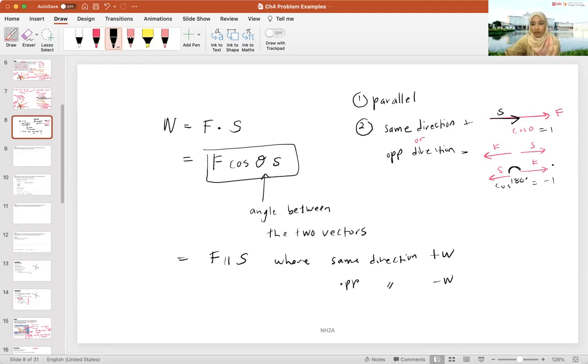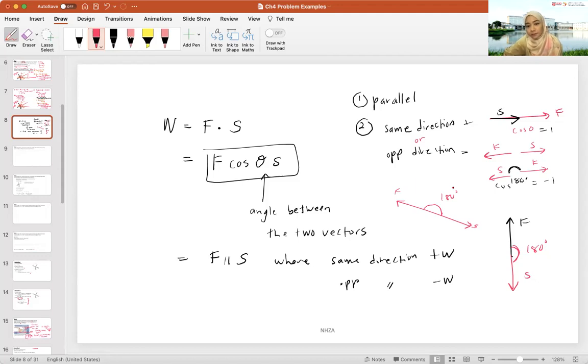Okay. S dengan F terbalik 180 degrees. S dengan F sama direction 0 degrees. What if F is this way and S is this way? Angle 180 degrees. Tak kisah arah macam mana pun, asalkan terbalik 180 degrees. Macam ni boleh. F macam ni, S macam ni, 180 degrees. Half a circle is 180 degrees. Full circle is 360. This is the half circle. They are opposite and the angle between them is a half circle.